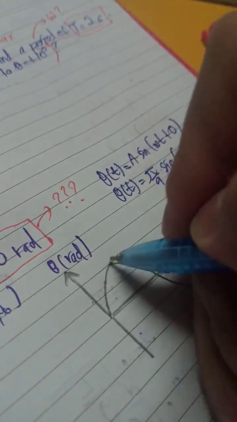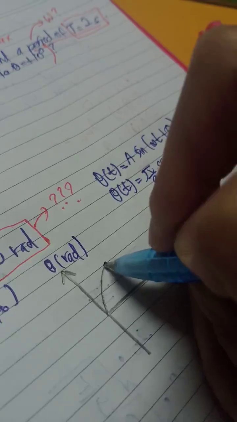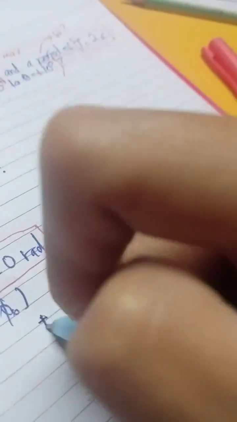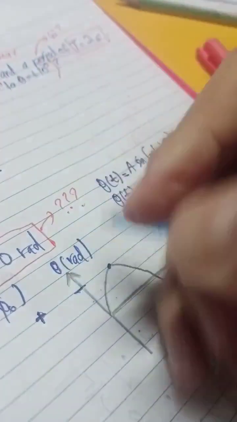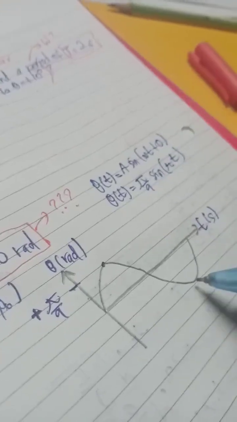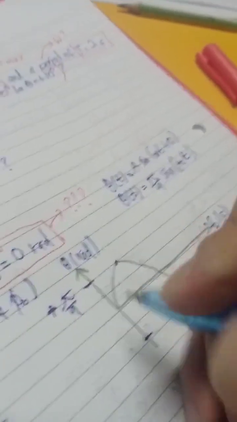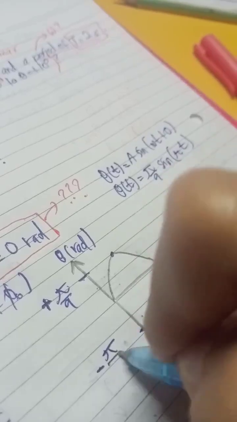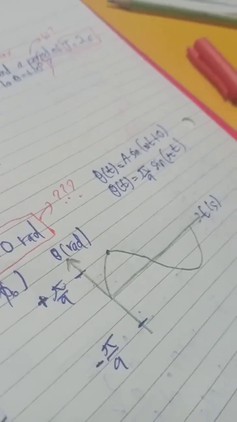And we know that at this top here, this is what we call the maximum displacement. So here is pi over 9, the maximum displacement, and here we have another maximum displacement, but in the opposite direction, negative pi over 9 here.